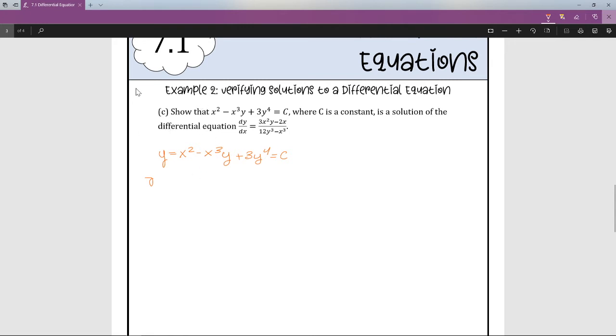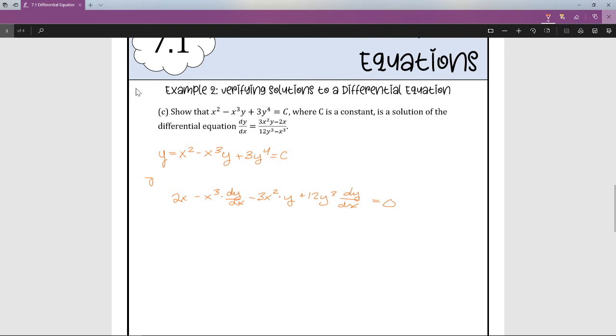So what I'm going to do is take the derivative here. This turns into 2x minus x to the third. And I'm going to take the derivative of y first, so we're using implicit differentiation and the chain rule here. So I would say this is dy dx minus, now the derivative of x to the third, 3x squared times y, plus 3 times 4 is 12y to the third dy dx, and all of this will now equal 0.